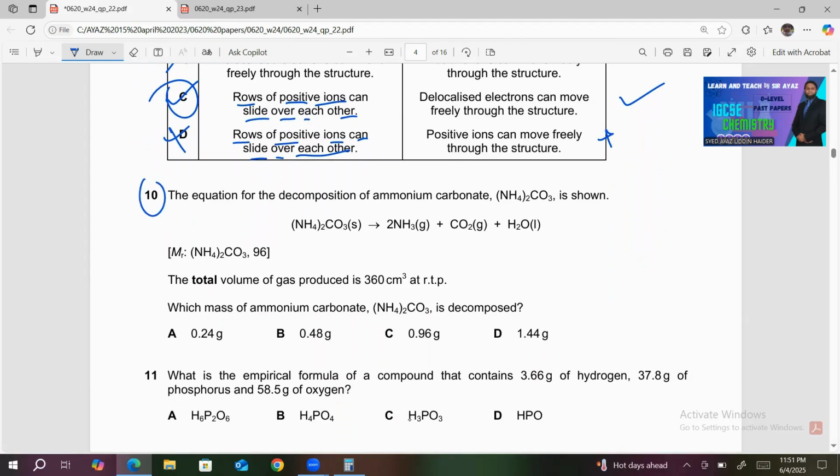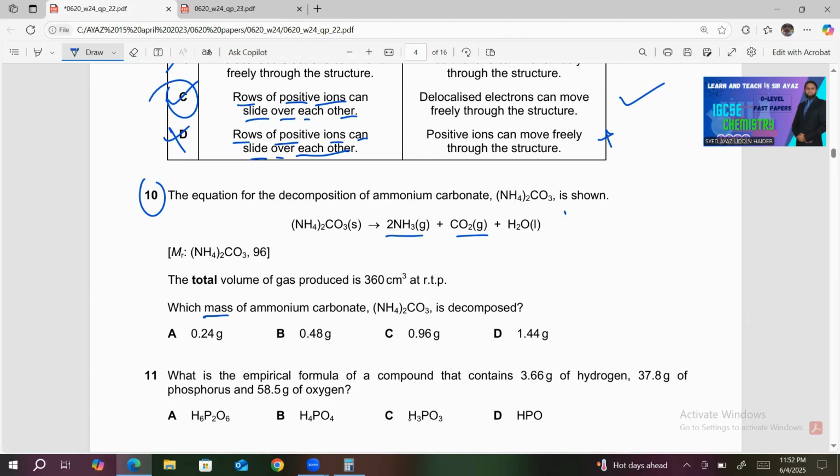The equation for the decomposition of ammonium carbonate, (NH4)2CO3, is shown. Here's the decomposition. You see the products are ammonia, carbon dioxide, and water. MR of ammonium carbonate is given. The total volume of gas produced is 360 centimeter cube at RTP. Which mass of ammonium carbonate is decomposed? Now they are asking the mass. If we are able to calculate the moles of ammonium carbonate, then we can easily convert these moles into mass. First of all, we need to convert the total volume of the gas produced. They are saying total volume of the gas produced, which means both the volume of ammonia and carbon dioxide is included here. So let's convert these into moles.